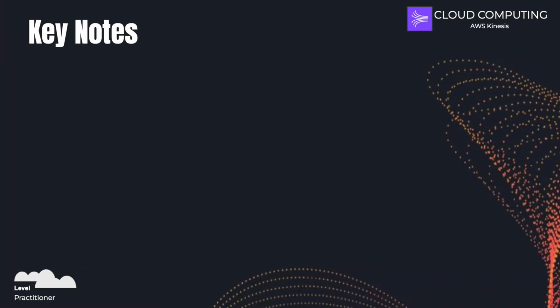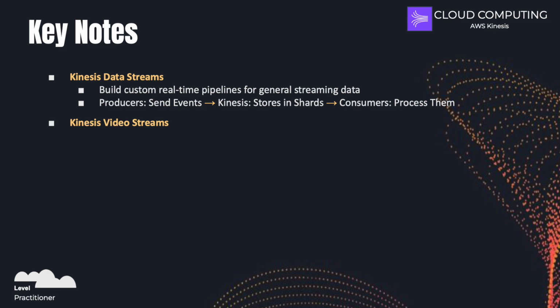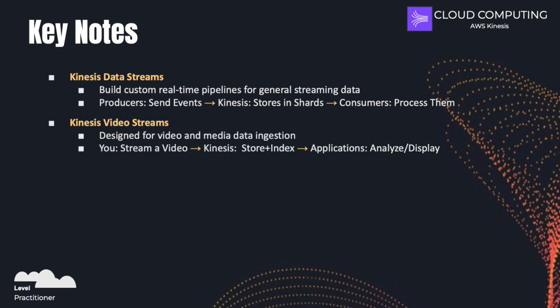All right, let's summarize the key takeaways you need to know from the Kinesis family and wrap this video up. Kinesis Data Streams builds custom real-time pipelines for general streaming data. Producers send events, Kinesis stores them in shards for a limited time, and consumers process them and send results somewhere else. Kinesis Video Streams is designed for video and media data. You stream video into AWS, Kinesis stores it, and then your applications can analyze or display that video as needed for monitoring and computer vision.